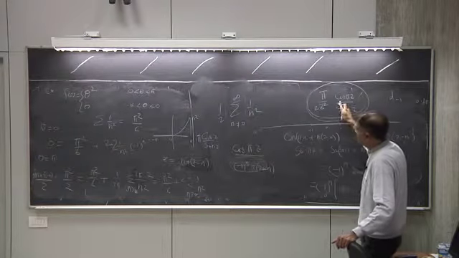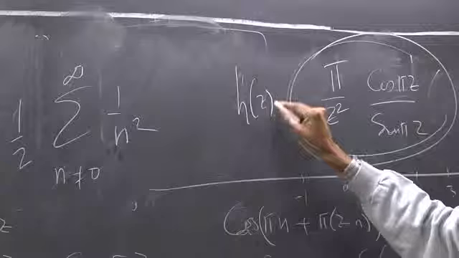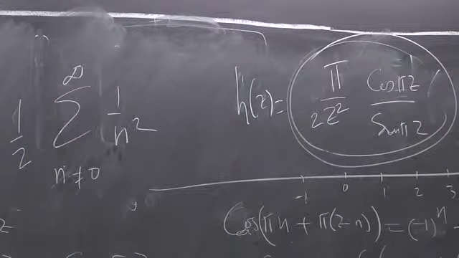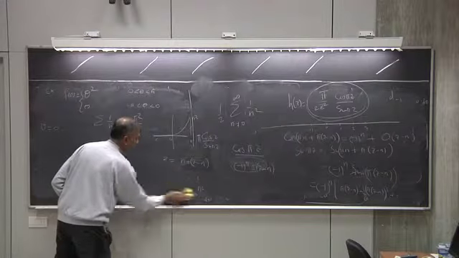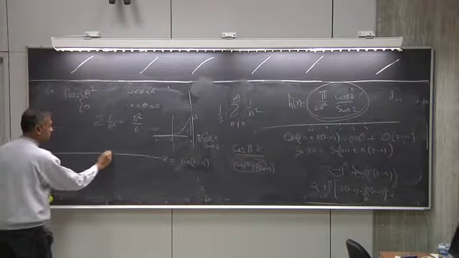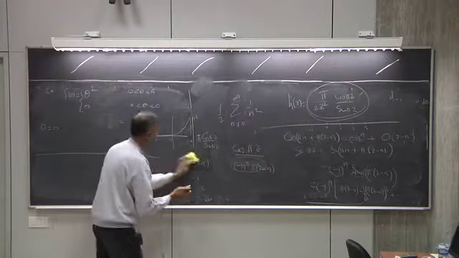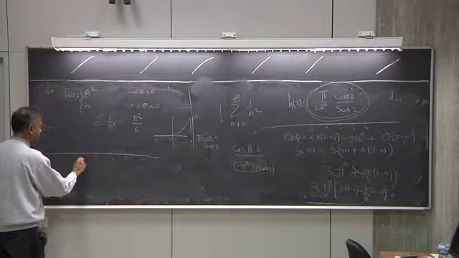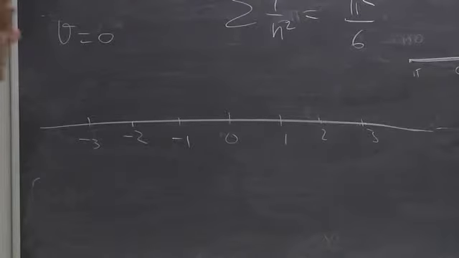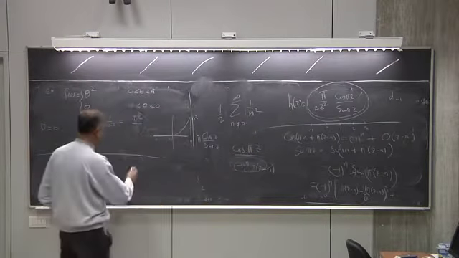So if I take this function, let's call it h of z equal to that, and integrate it over this kind of a contour. So let's see. Here I have 0, 1, 2, etc. and here it's minus 1, minus 2, minus 3, etc. You remember in this sum n is not equal to 0, so I should exclude n equal to 0, right? So I can consider a contour like this.